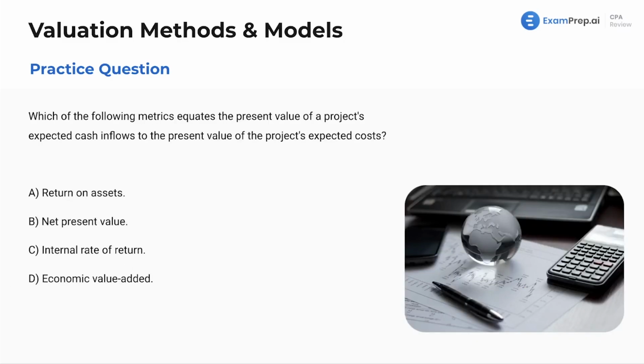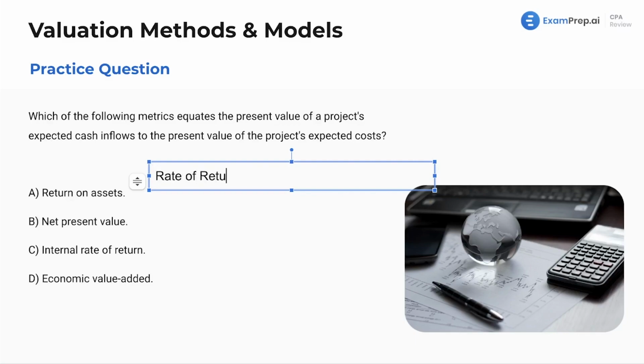Which of the following metrics equates the present value of a project's expected cash inflows to the present value of the project's expected costs? This is quite a fancy way of saying present value of a project's inflows compared to outflows. We see this a lot, and I'm going to write out a couple formulas. When you see inflows and outflows, well, rate of return, let's think of your stocks.